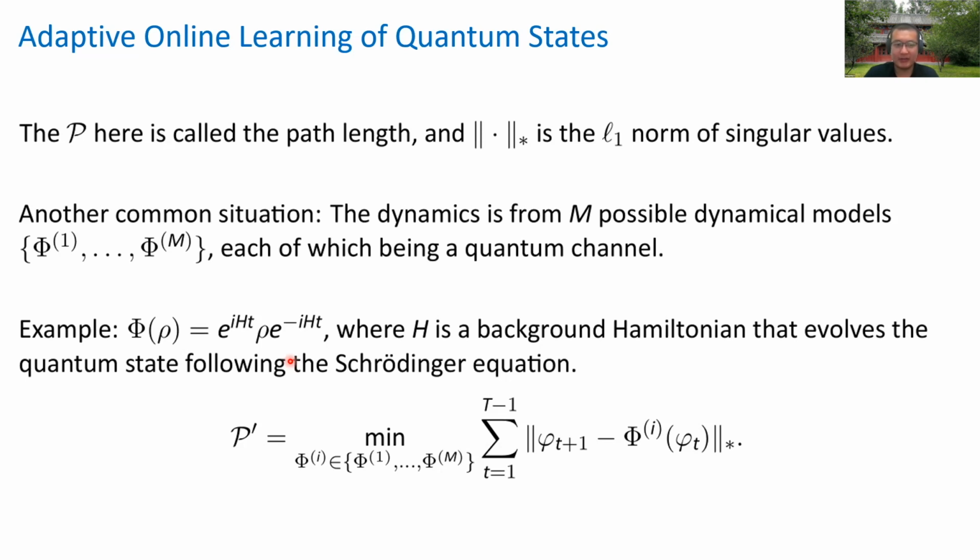consecutive pairs of qubits. So in that case, we know that there are certain settings of the dynamical models, although you don't know the values, but you know that this is probably a set that gives us a restriction. So in this case, we can also give a similar definition of the path length. The definition is going to be the minimum of this kind of summation. It's somehow similar, but this is going to be the capital Phi of the phi t here, where the capital Phi is one of the quantum channels that can take place here.